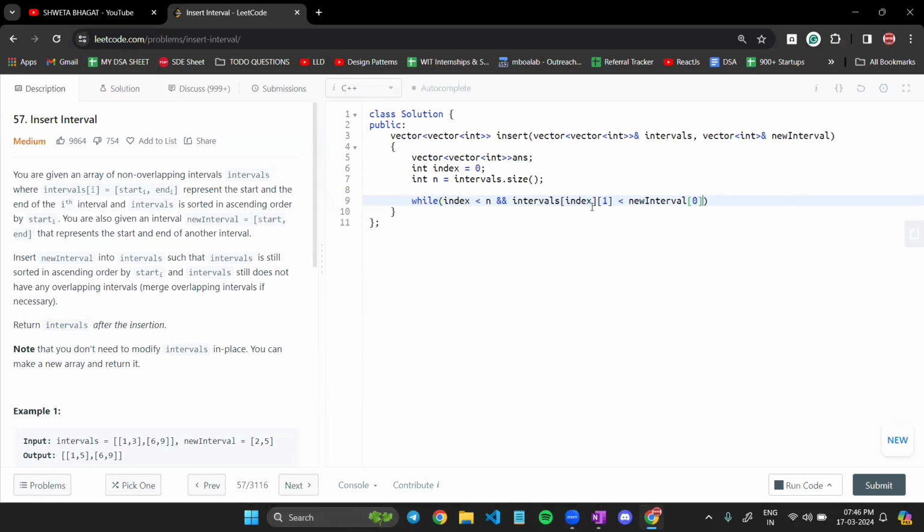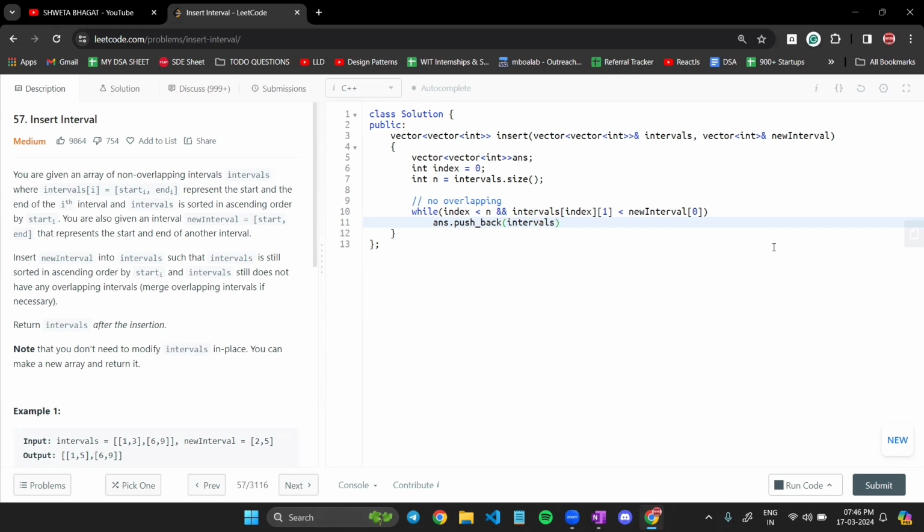It means that the end of an existing interval is less than the start of a new interval. It means that they have no overlapping, right? This means no overlapping. So we will simply insert the current interval in the answer. We'll say answer.push_back(intervals[index]), so we push the existing interval, correct? And after that, we'll simply increment the index, so index++, correct?